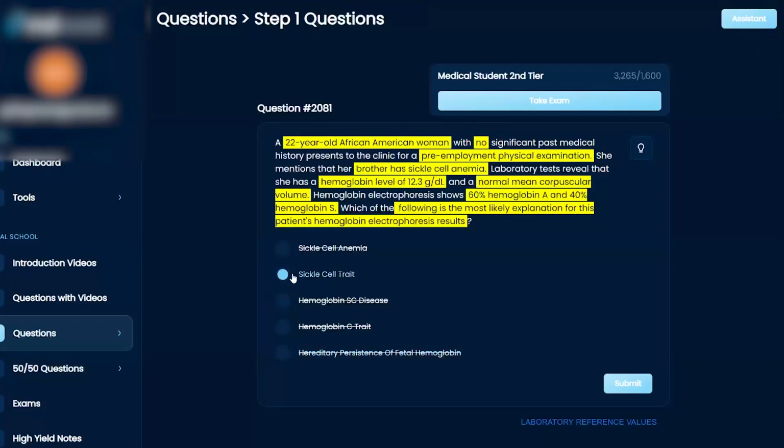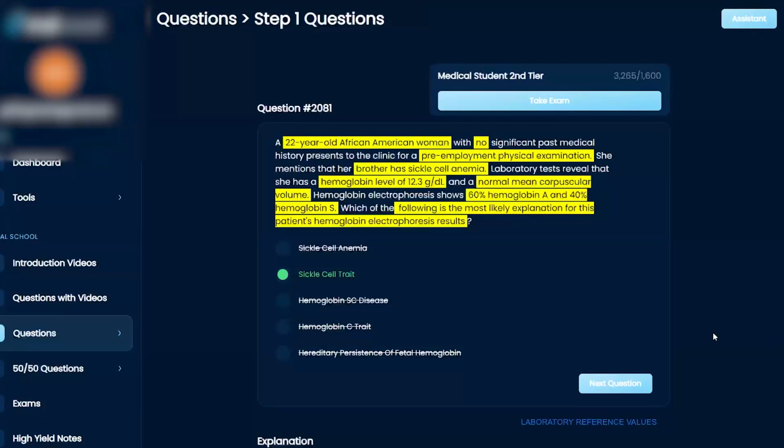Sickle cell trait just means that you've inherited one chromosome with the HbS, but not both. You get what I'm saying? That makes way more sense than what I was thinking. If she had sickle cell anemia, it's going to be almost 100% hemoglobin S. With trait, only one parent gives you the mutation. That's crazy.